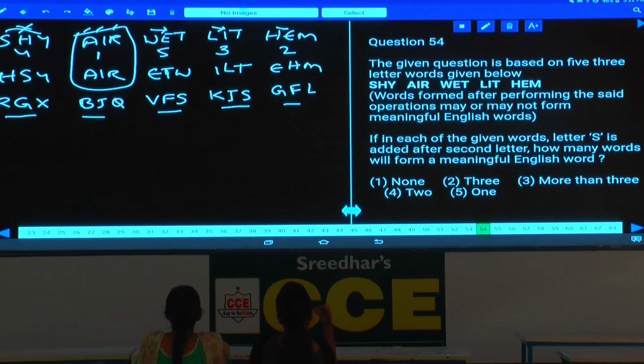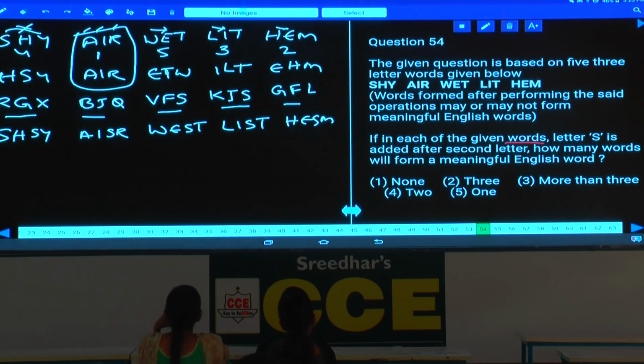Then 54. If in each of the given words, letter S is added after the second letter. After the second letter, S is added. Now S is added after the second letter, this word will be SHSY, and this will be AISR, and this will be WEST, and next one LIST, and HESM.